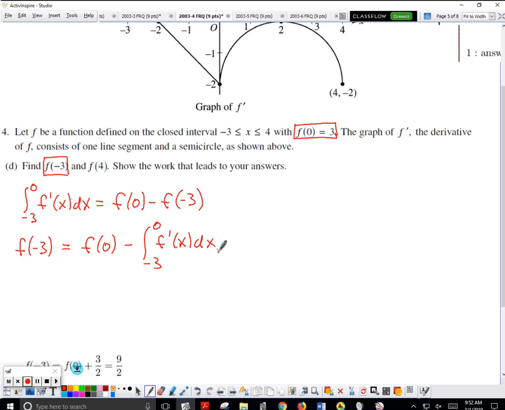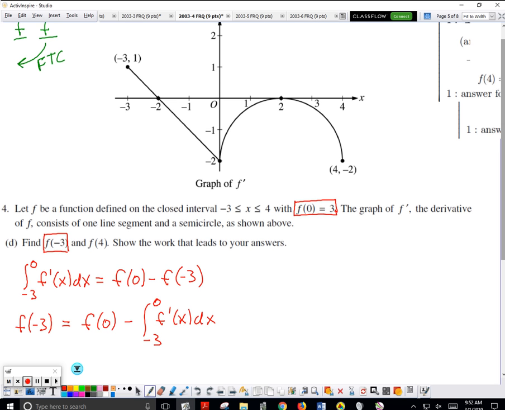Okay, question. Cool, keep going. We need to find that integral. Did this on a worksheet a few days ago. Negative 3 to 0. So I'm starting here, going to here, integrating f prime.